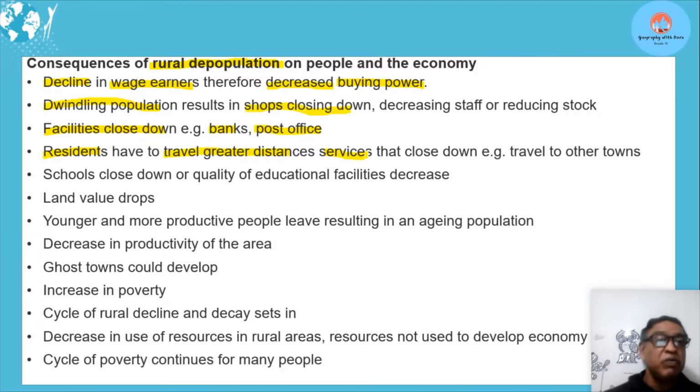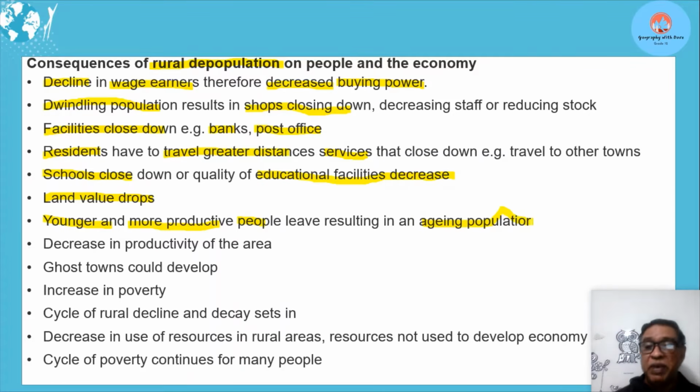Schools closed down because if the younger people are going, they're taking the children with. Okay, so schools start to close down, or the quality of educational facilities decrease. It can't be maintained at the quality it was. All right, land value drops, so people owning land there have a problem. The value of the land drops because it's an area not in demand, and all this land value is based on that. As I said, younger and more productive people leave, resulting in an aging population.